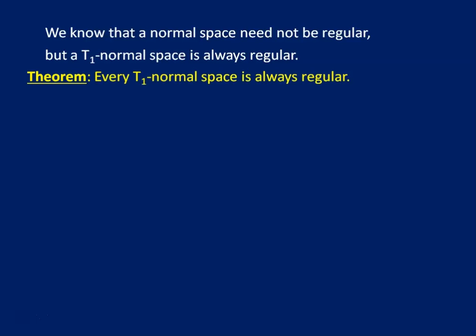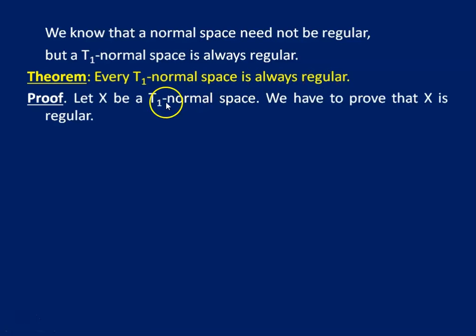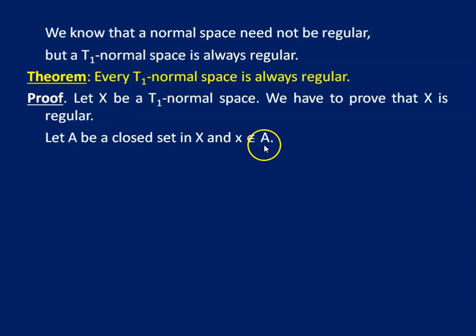We know that a normal space need not be regular. We have seen an example in the previous slides. But a T1 normal space is always regular. Let us prove this. Every T1 normal space is always regular. Let X be a T1 normal space. We have to prove that X is regular. To prove X is regular, let us take an arbitrary closed set A in X and a point x outside A.